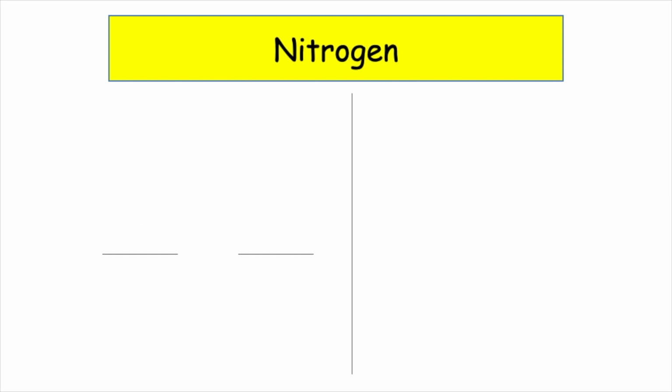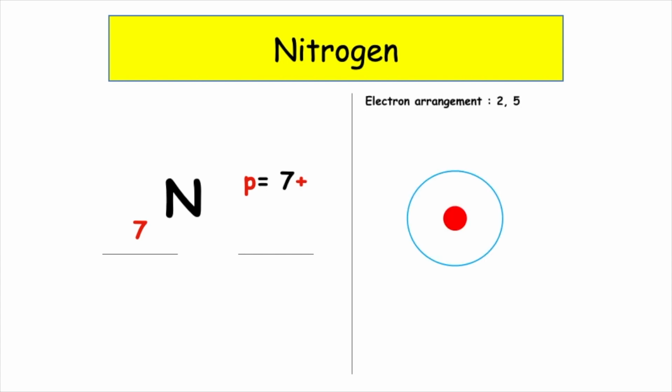Nitrogen has the chemical symbol N. Its atomic number is 7, which means it has 7 protons which are found inside the nucleus. The electron arrangement of nitrogen is 2, 5, which means in the first energy level it has 2 electrons, and in the second energy level it has 5.